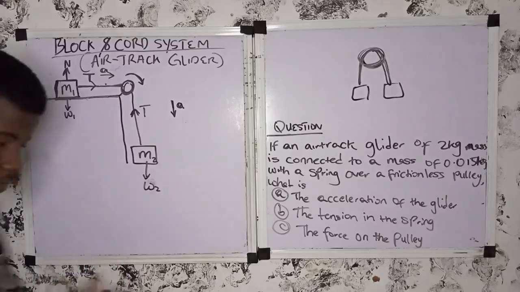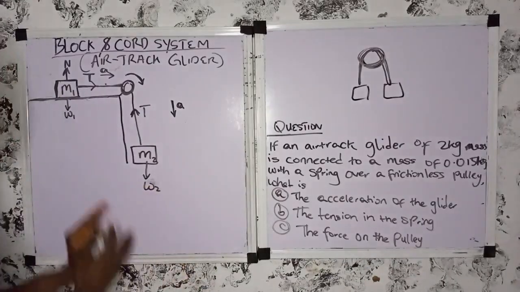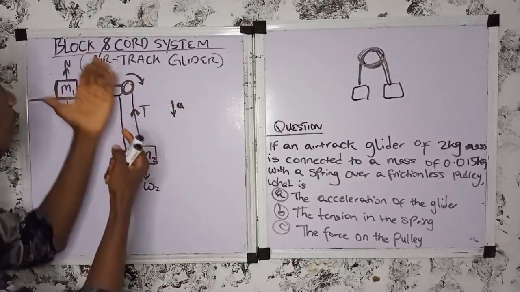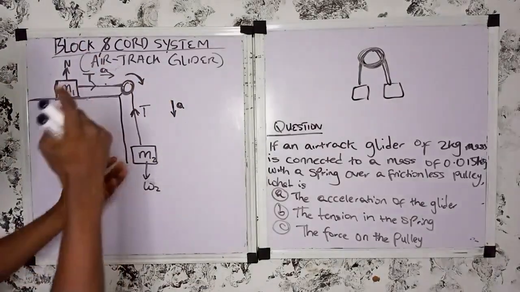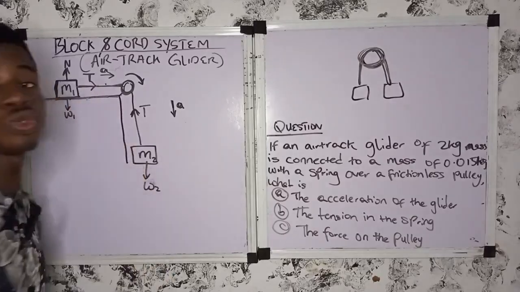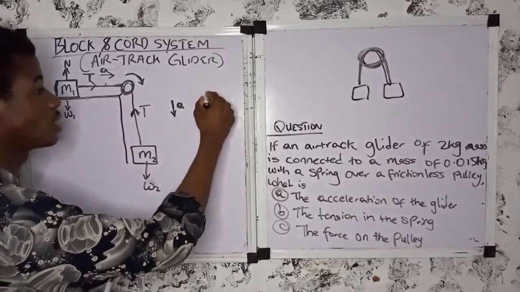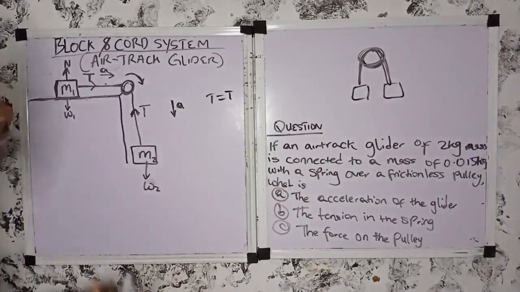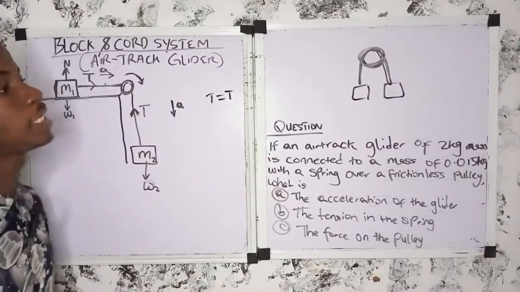Now, an important thing you need to take note of under the air track glider, or block and cord system, is that the tension acting on M1 and the tension acting on M2 are the same. So tension equals tension. The tensions acting on them are equal.